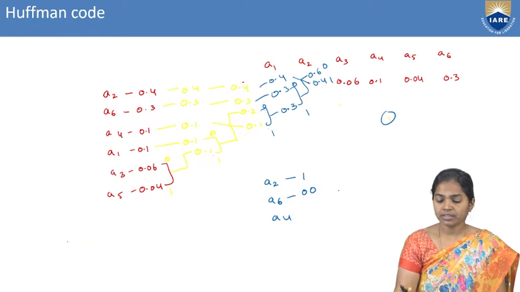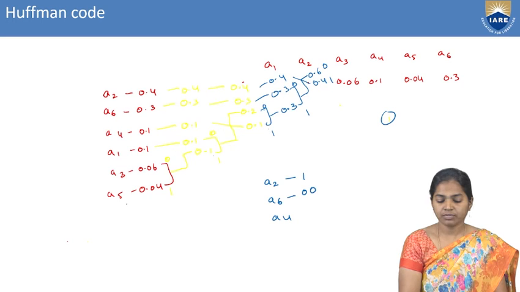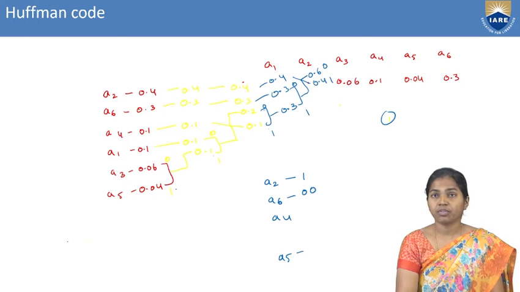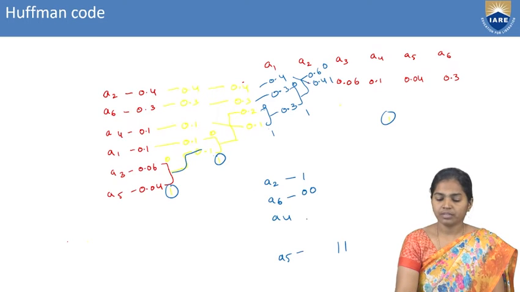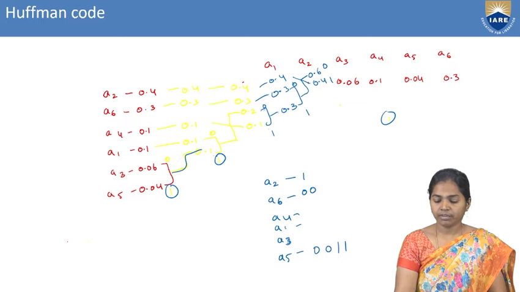So based on this, find out the length for A5. For A5, how many bits are we using here? Here 1, again 1 is here, here it is also 1. This one is here 0 and 0. Like this, find out for A3, A4 and A1.